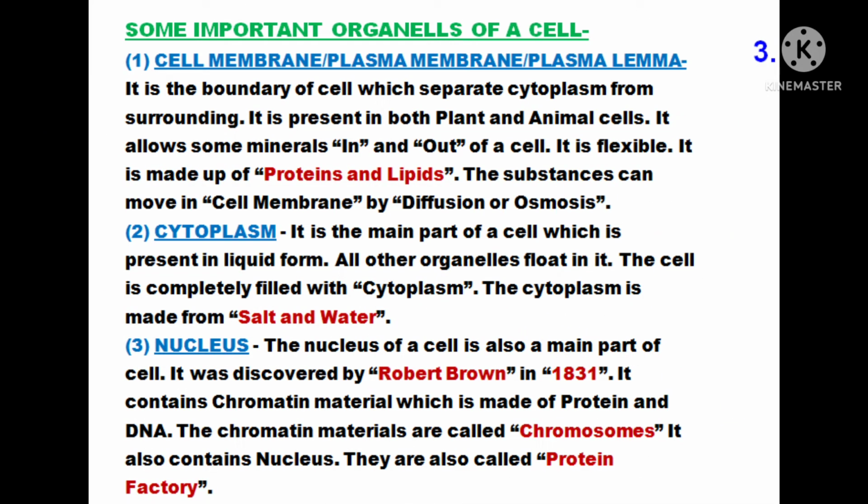Some important organelles of a cell. 1. Cell membrane, also called plasma membrane or plasma lemma. It is the boundary of cell which separates cytoplasm from surrounding. It is present in both plant and animal cells. It allows some minerals in and out of a cell. It is flexible. It is made up of proteins and lipids. The substances can move in cell membrane by diffusion or osmosis.